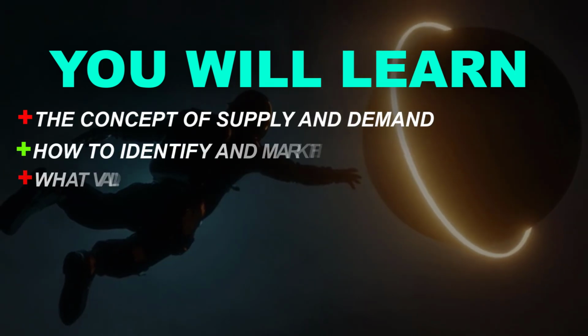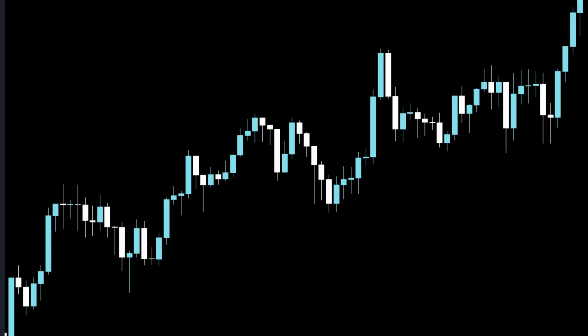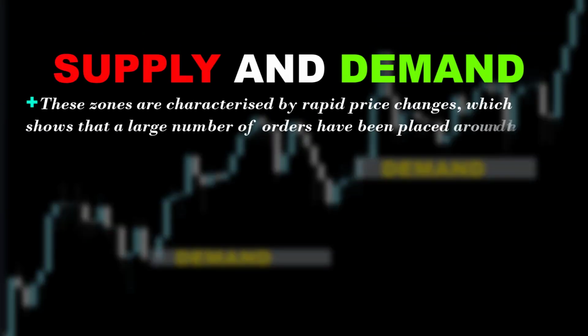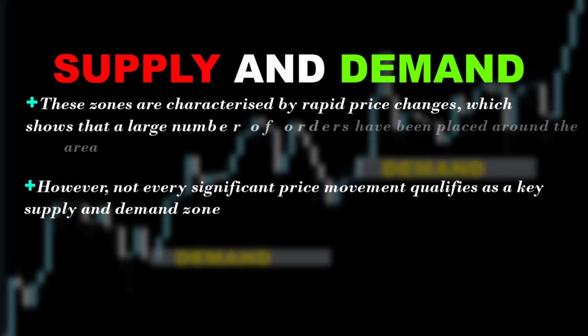Now, first and foremost, what are supply and demand zones? Basically, in smart money concepts or SMC, the supply and demand zones are areas on a chart where significant price movements occur due to the presence of institutional traders, also known as smart money. These zones are characterized by rapid price changes, which shows that a large number of orders have been placed around the area. However, not every significant price movement qualifies as a key supply and demand zone, and to identify a key zone, three main criteria must be met.